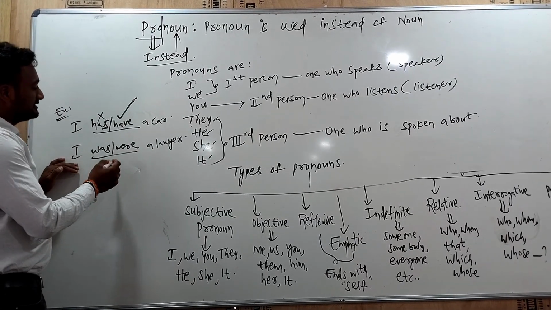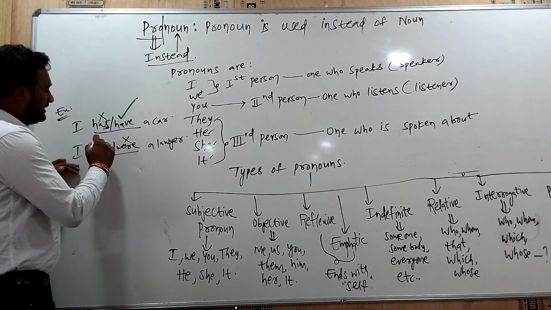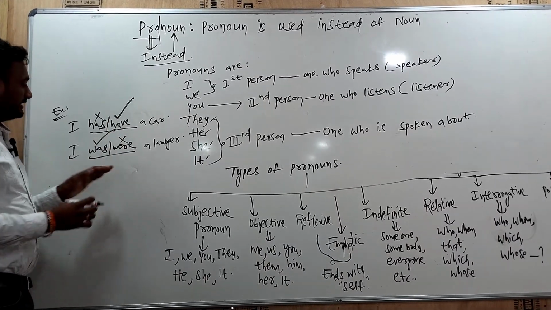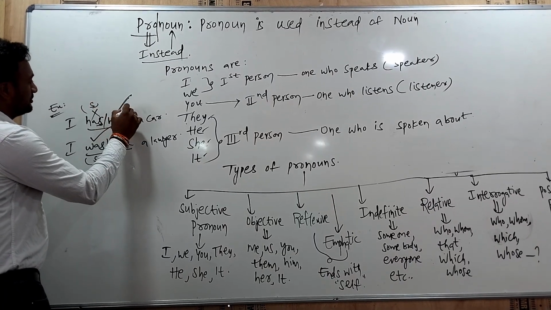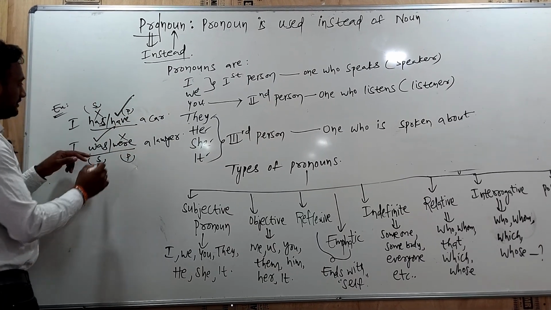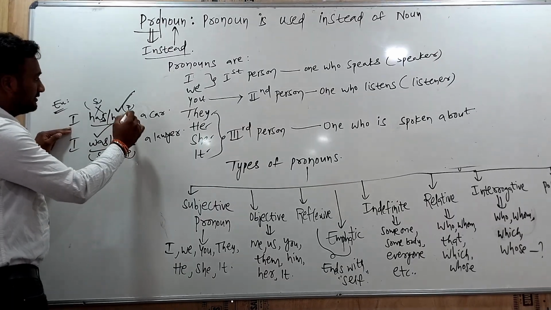Whereas here, "I was" or "I were" a lawyer. So what is the answer? You can't say "I were a lawyer". You should say "I was a lawyer". Here "was" is singular, so it is singular. And here, "I have a car", it is plural.